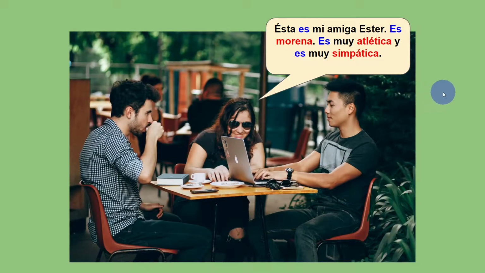Now we have an activity here, so that way you can see how these verbs and adjectives are used in real life, more or less. We have this scenario of 3 people, and he is showing her her friends and describing them.